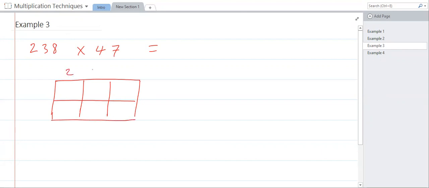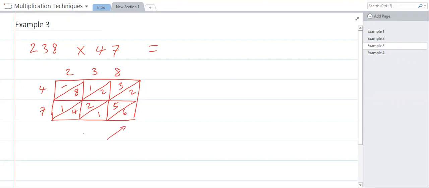So 238 and 47. So 2 times 4 is 8. 4 times 3 is 12. Then 4 times 8 is 32. 7 times 2 is 14. Then 3 times 7 is 21. And then 8 times 7 is 56.